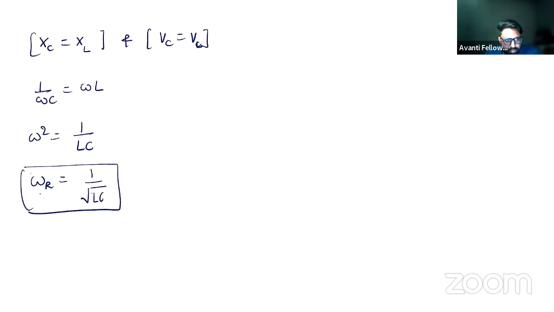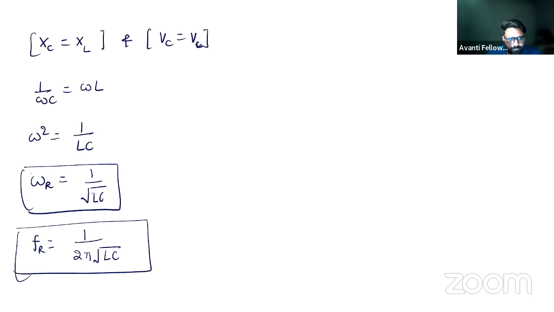And this is the angular resonating frequency. If we want the linear frequency, it would be 1 upon 2 pi square root of LC. Okay, so these are the two frequencies. Clear? In this state, we can say current in the circuit will be at its maximum. Clear?